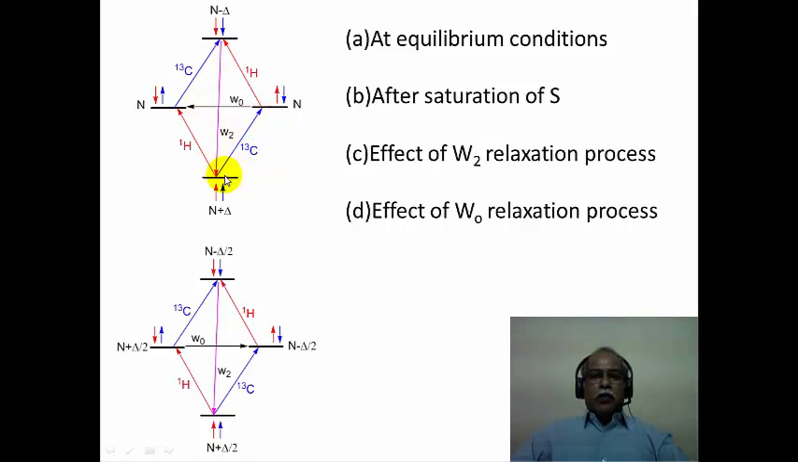In other words, there is only one spin that is changing its orientation with respect to the external magnetic field. Therefore, they are called single quantum transitions. Now, we have to consider four different types of scenario.